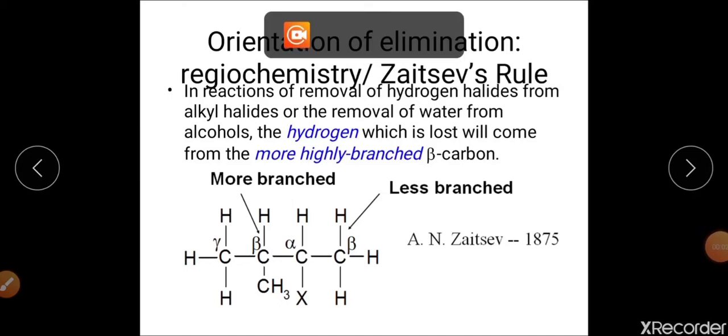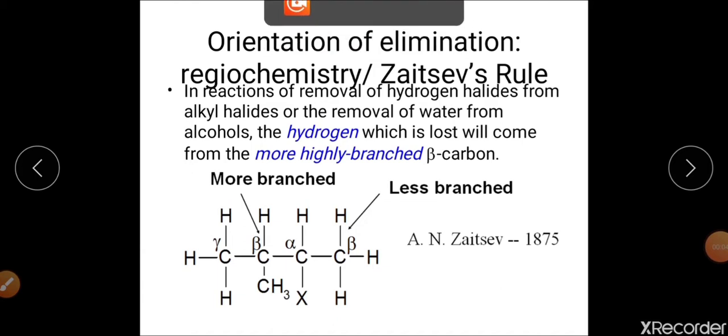Dear students, yesterday we were talking about the stereochemistry of the E2 elimination reaction, and we discussed some examples in which we studied the regioselectivity of the reaction particularly. Today we will discuss the orientation of elimination reaction.